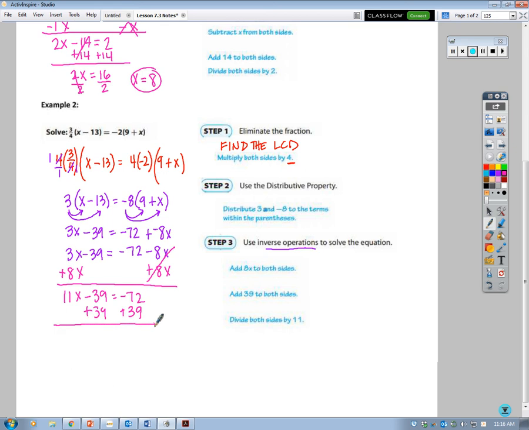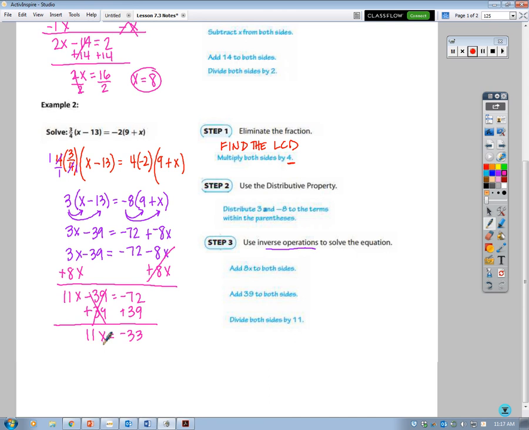And then again, a lot of us get caught up here with our negatives and our positives. Remember that this is the same as just combining. You are combining negative 72 with positive 39. And so negative 72 plus 39 is going to be negative 33. So I bring my 11x down because that didn't change. So 11x equals negative 33.